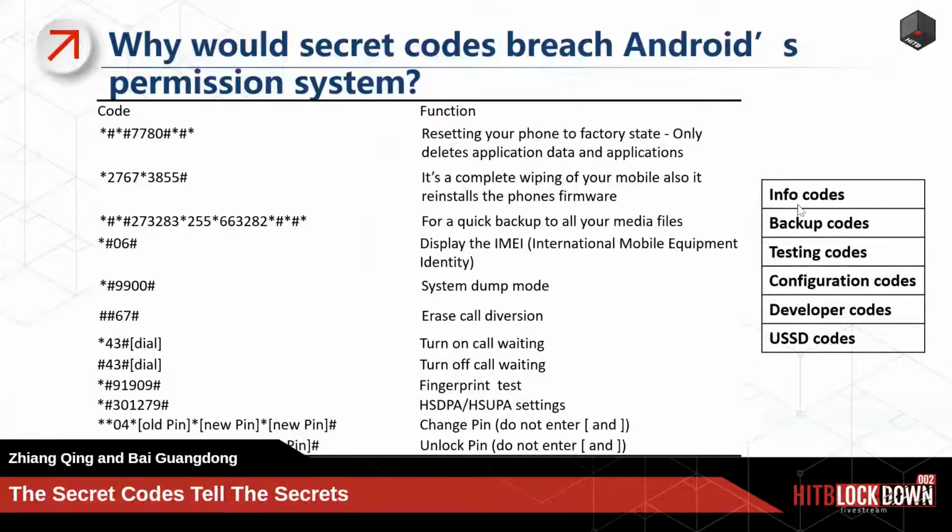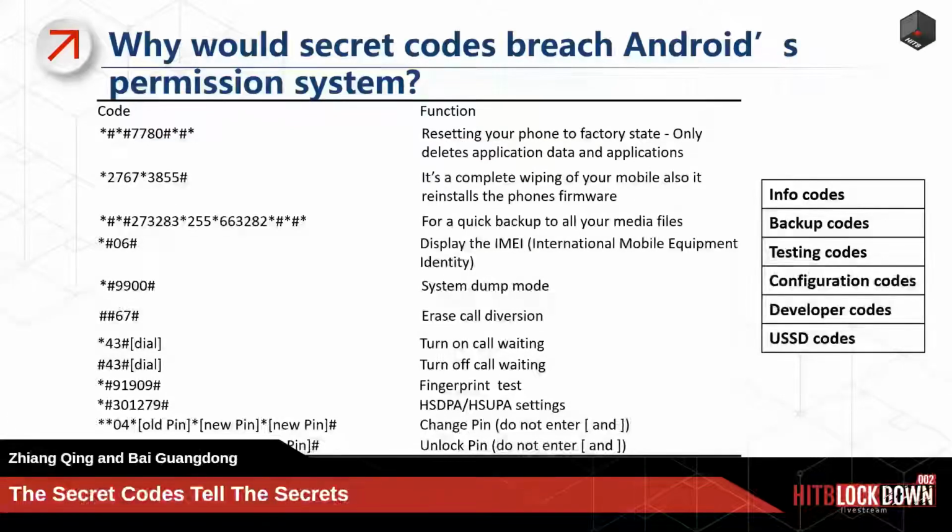So the first one is the info code. Basically, through the secret codes, it's possible to get some sensitive information. For example, *#06#, the one I just mentioned, displays the IMEI code of the mobile device. The second type is backup codes. You can find one long one here, which does a quick backup of all the media files in a mobile device.